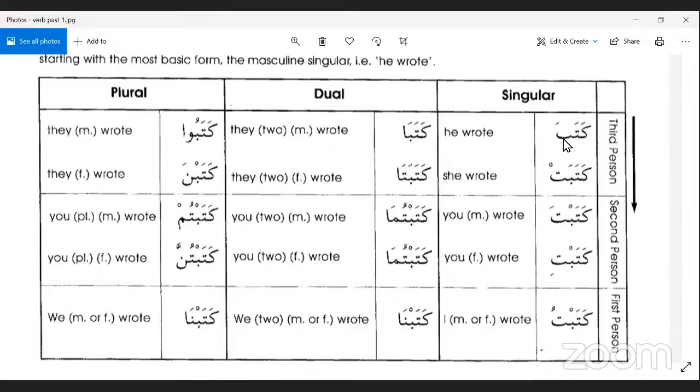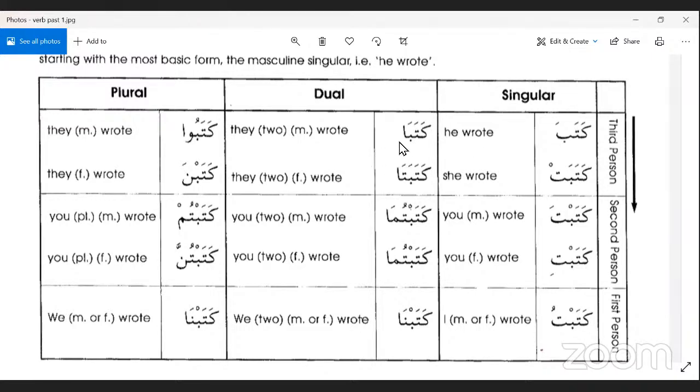Kataba means he wrote, and as you know, with the English language, every verb requires a subject, or a doer. You cannot have a verb without a doer. Is that correct? Doer meaning a person who does the action. Yes, the fa'il. So kataba means he wrote, and the person who did the action is he. So there is a pronoun in kataba which is hidden, which is he.